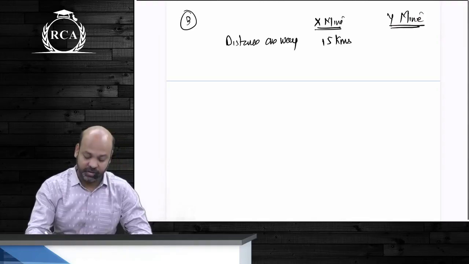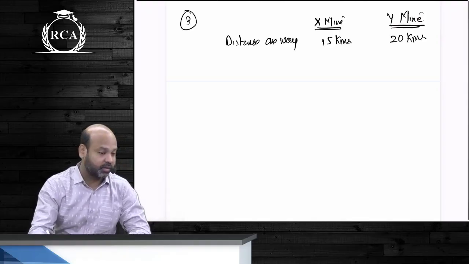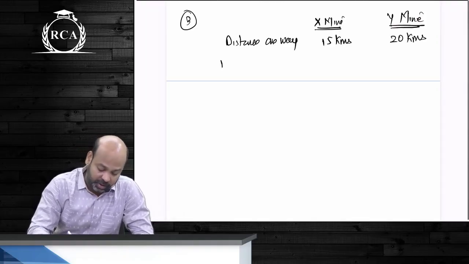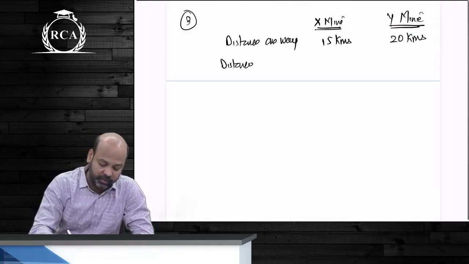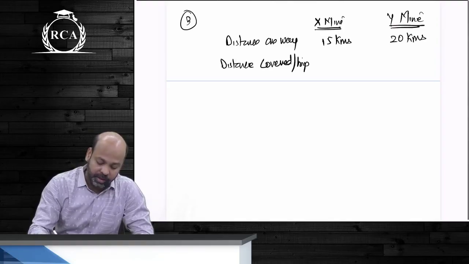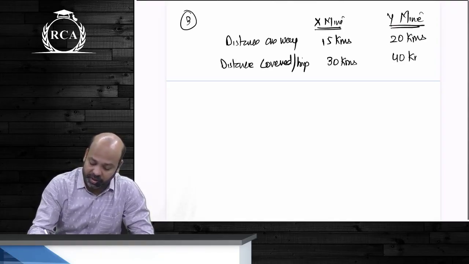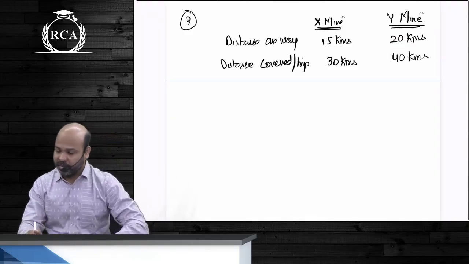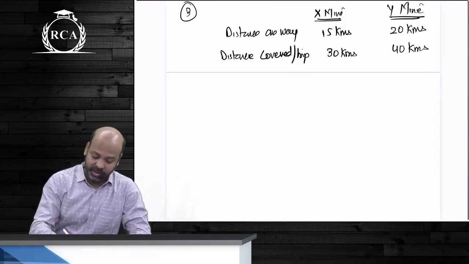X is at a distance of 15 kilometers, beta. Y is at a distance of 20 kilometers. What will be your distance covered per trip, guys, now? Distance covered per trip, guys, will be two ways. So that will be 30 kilometers, guys, and 40 kilometers. Yes or no, kids?